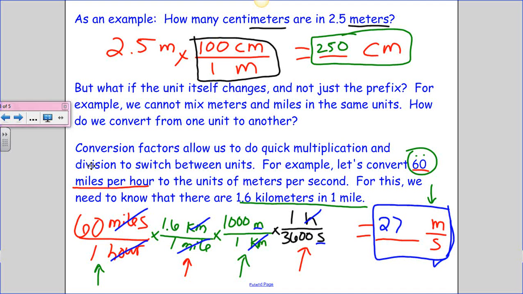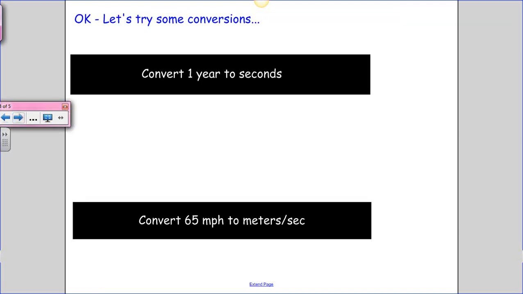So let's get a little more practice. The first one is convert 1 year to seconds. To phrase it another way, how many seconds are in a year? Well, start with what we're given. 1 year. And we want to know how many seconds this is going to be? Well, you've got to break it down.